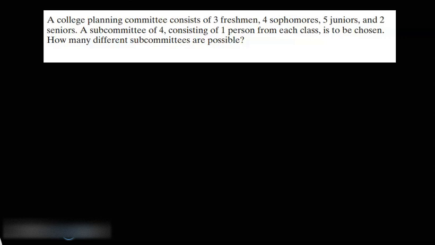Bismillah ar-Rahman ar-Rahim. So let's do some more examples related to counting principle. The questions could be related to basic counting principle or maybe generalized counting principle.